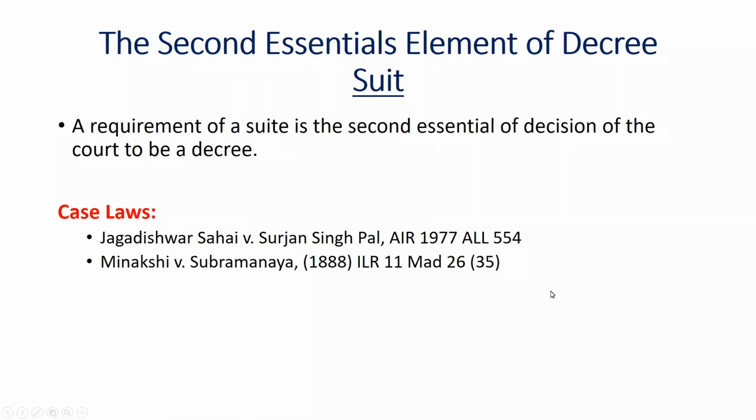Second essential element is a suit. The requirement of a suit is the second essential for a decision of the court to be a decree. Without a suit, there cannot be a decree. Suit ordinarily means a civil proceeding instituted by the presentation of a plaint. Civil suit is the institution of litigation for enforcement of civil rights or substantive rights. It may be against the state or an individual. A suit results in a decree. In Meenakshi versus Subramanya, 1888 ILR 11 Madras 26, page 35, the court held that when there is no civil suit, there is no decree.